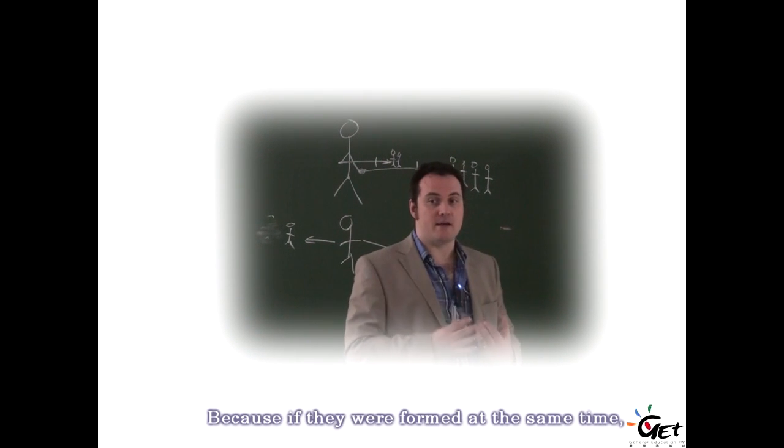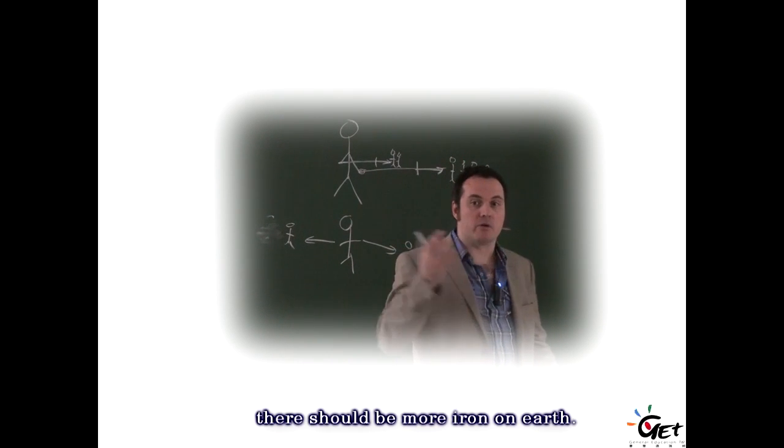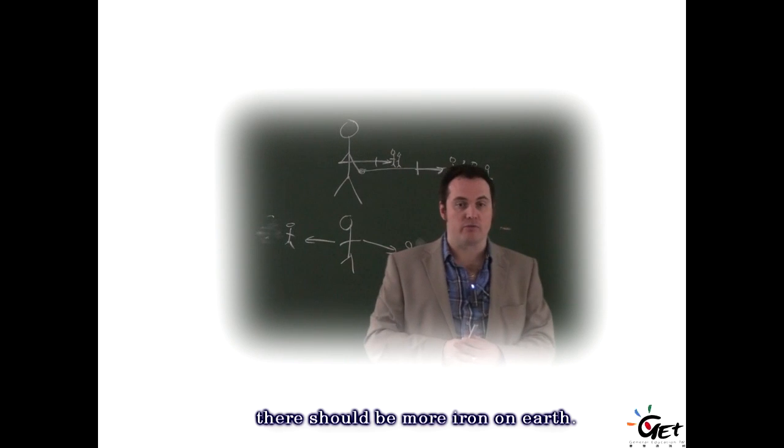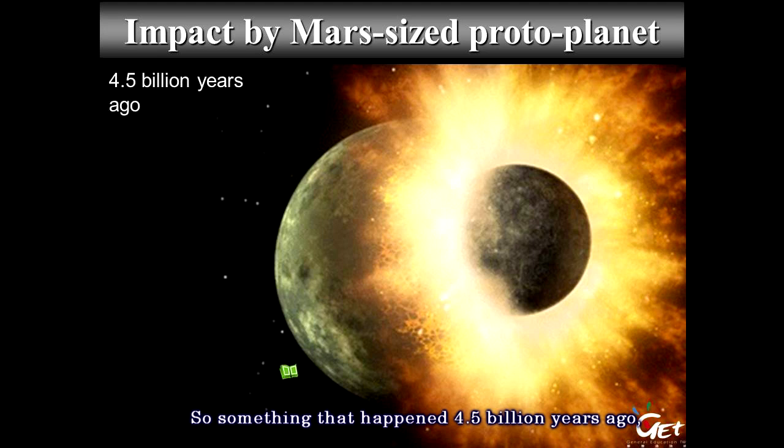Because if they were formed at the same time, the composition overall should be exactly the same. There's no reason why there would be more iron on the Moon than on Earth. So the best scenario is an impact between two protoplanets in the early stages of the formation of our solar system. Something that happened 4.5 billion years ago: a protoplanet the size of Mars impacted a protoplanet the size of the Earth. It's a very, very strong phenomenon, but it explains a lot of things.